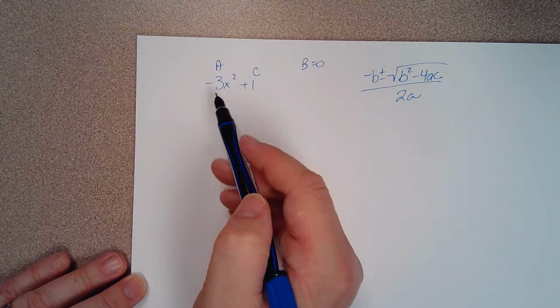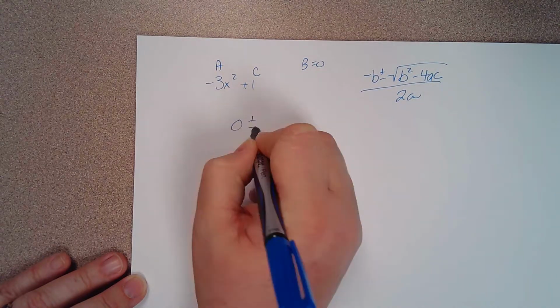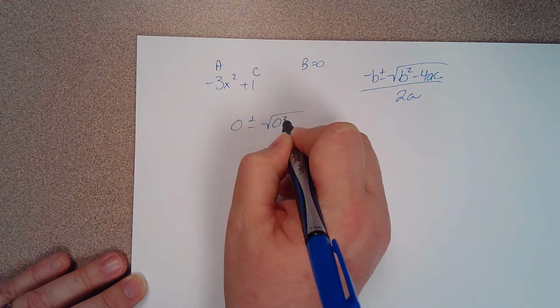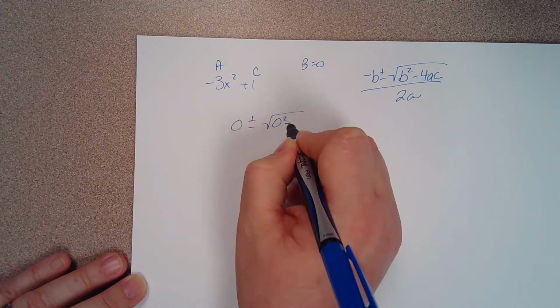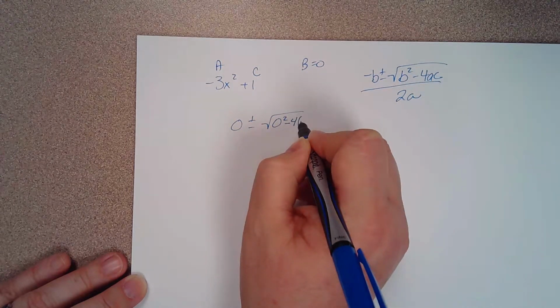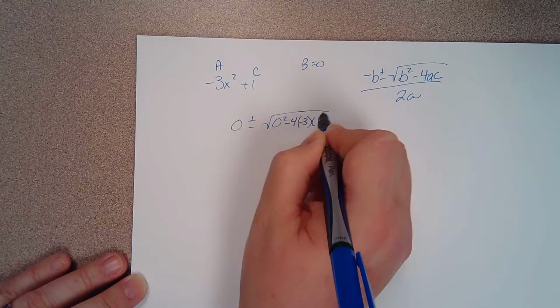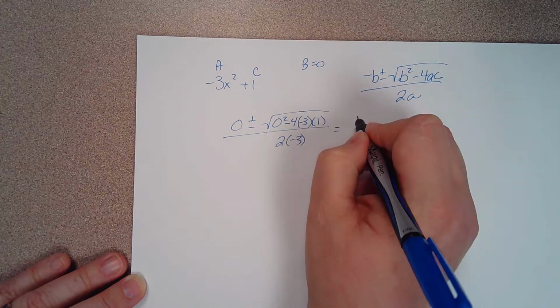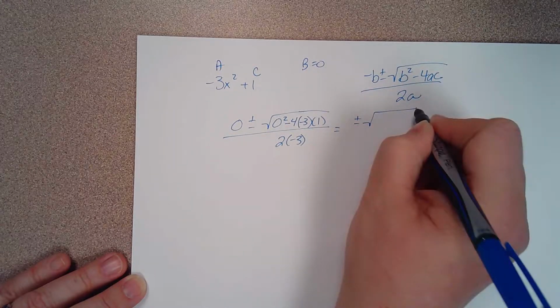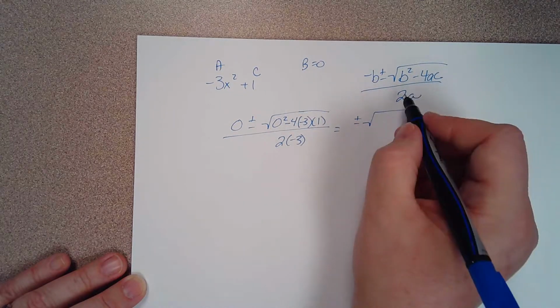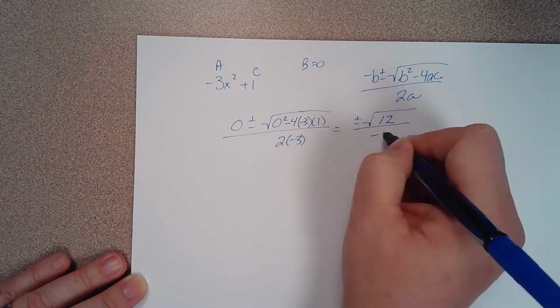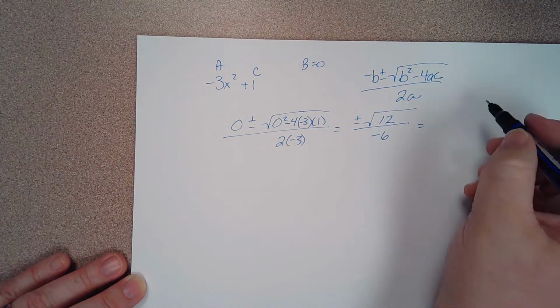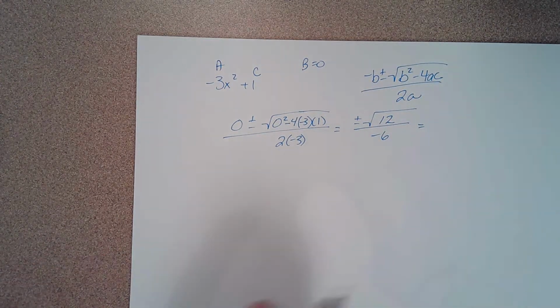So I'm going to put 0 plus or minus the square root of 0 squared, which is still 0, minus 4 times negative 3 times 1, all over 2 times negative 3. So I'm going to have plus or minus the square root of 12 times 1, which is 12, all over negative 6. We are going to get a decimal amount, so in your calculators, you're going to round it to the nearest tenth.